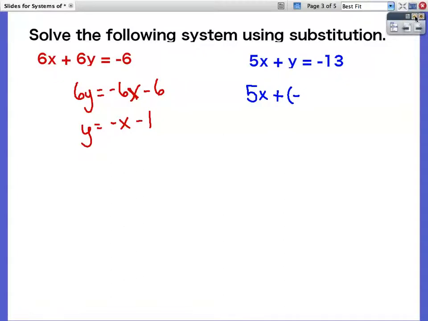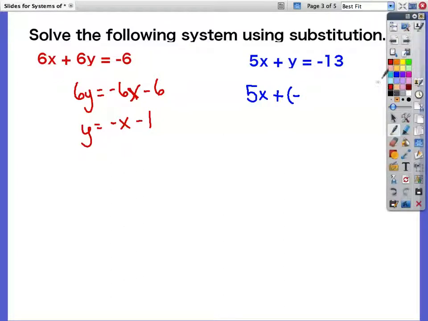And let me change my color to red here so this makes a little more sense to you. Change back to blue now. But notice what I've done here is I've inserted what this equation says y is into this y. So this y became negative x minus 1 because this equation told us that's what y is equal to.